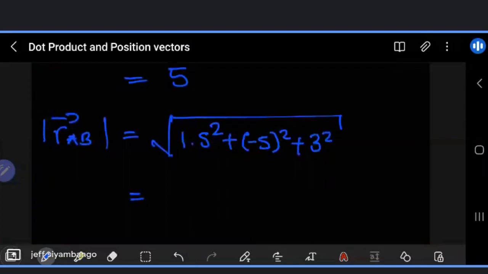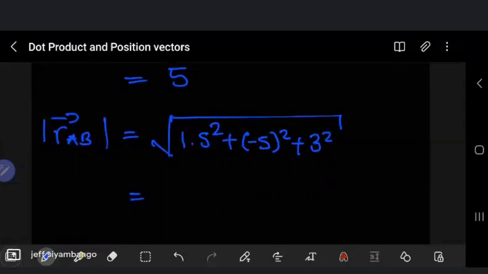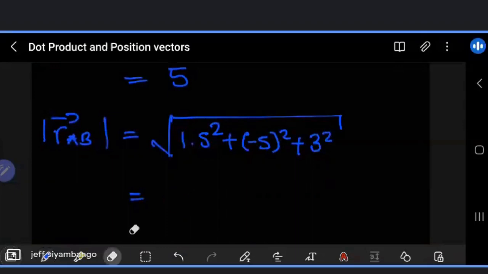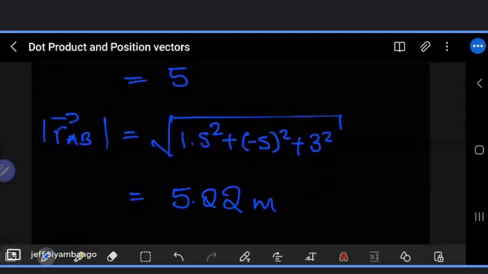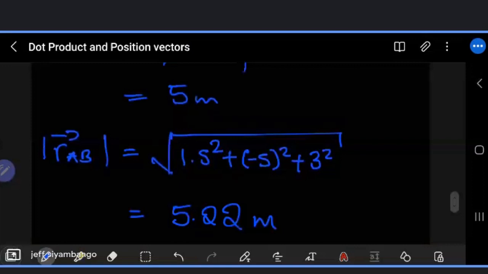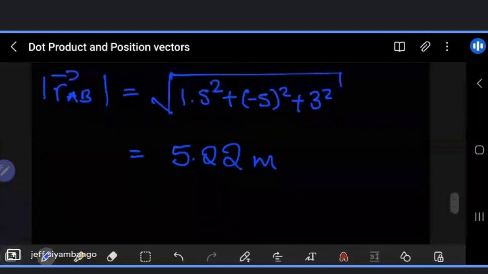What are we getting here? What point? You say 45.22? 5.22. Okay, so these are in meters. Even this was in meters because the coordinates, the displacements, were given in meters there as well. So we now have the magnitudes. The next thing that we can get, yes, please.